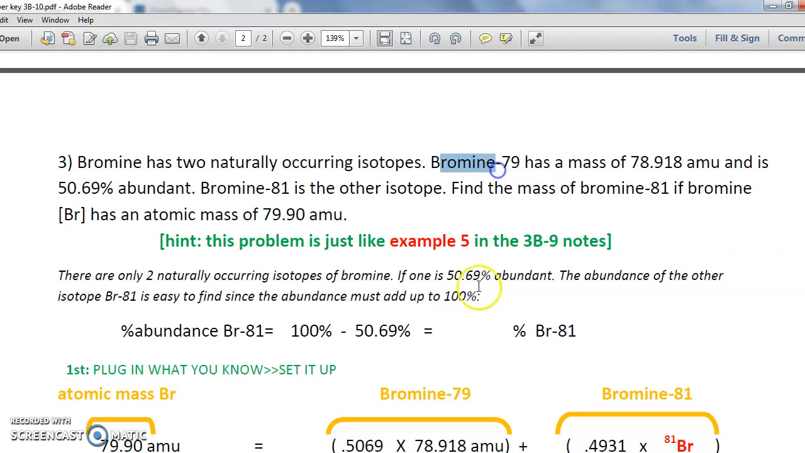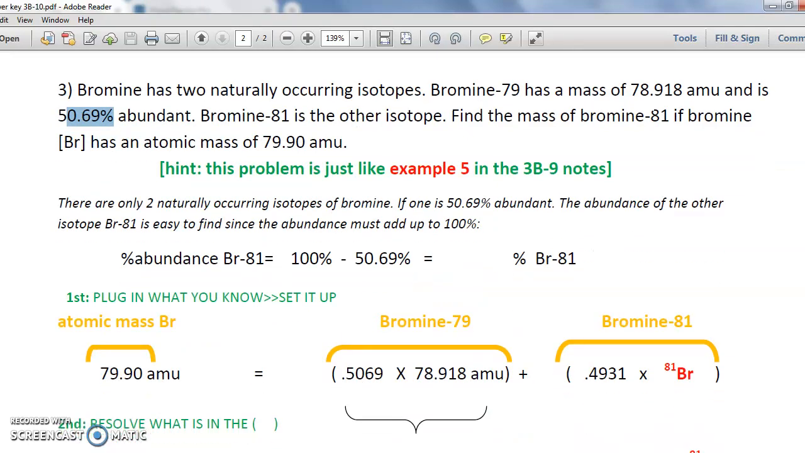79.90 is the atomic mass. Bromine 79 is one of the isotopes. 50.69% of it is bromine 79. So we take that 50.69 and divide it by 100 to convert it back to decimal form, which is the same as sliding that decimal 2 to the left. 0.5069. The other isotope is bromine 81. And we don't know bromine 81's mass, so I plug in bromine 81 right there. But I don't know what percent of it is bromine 81.